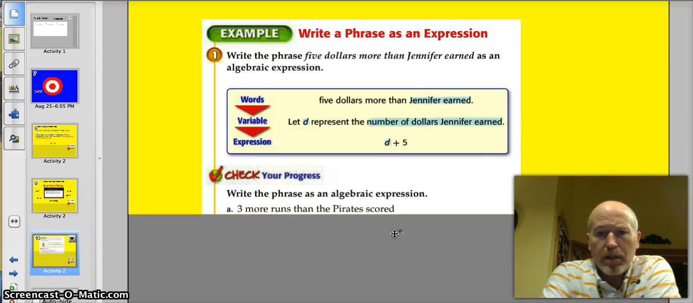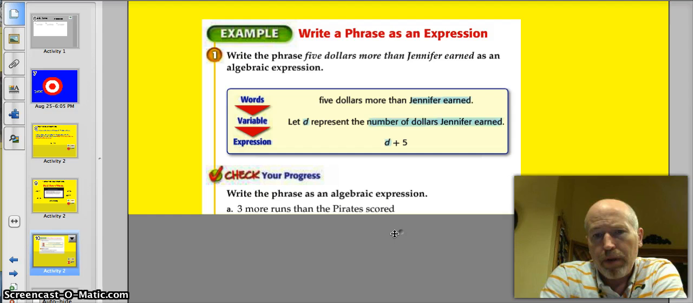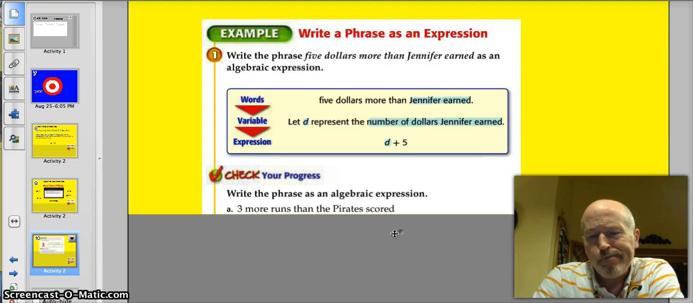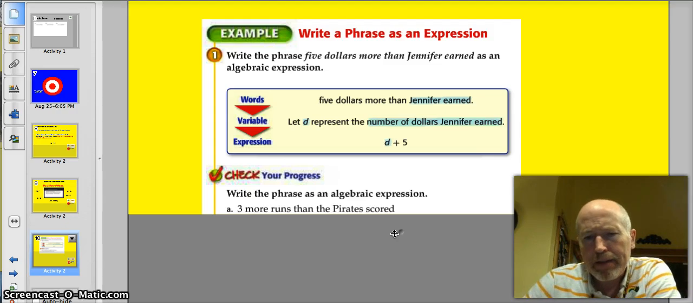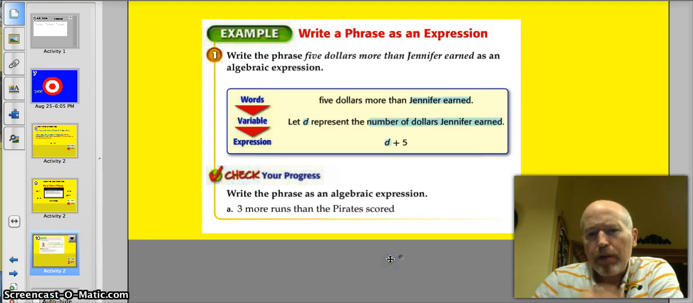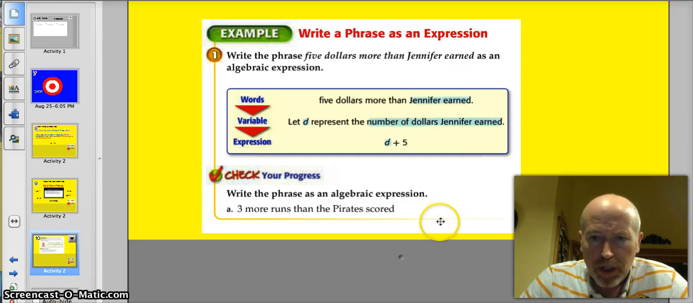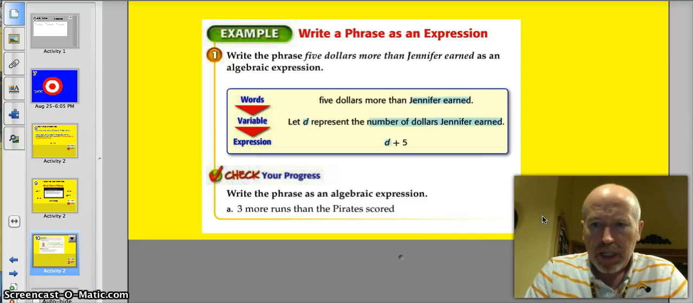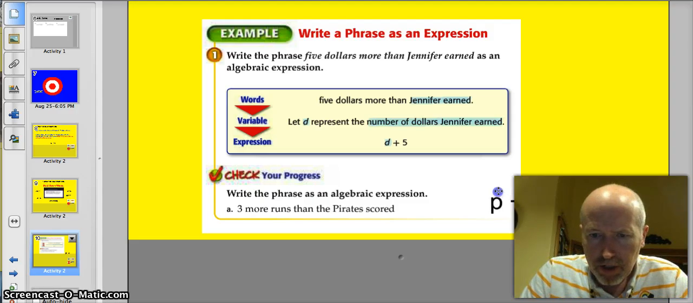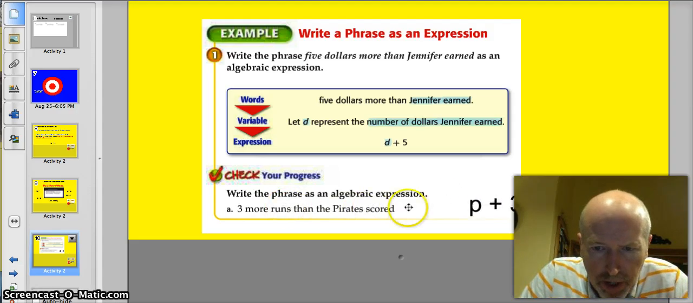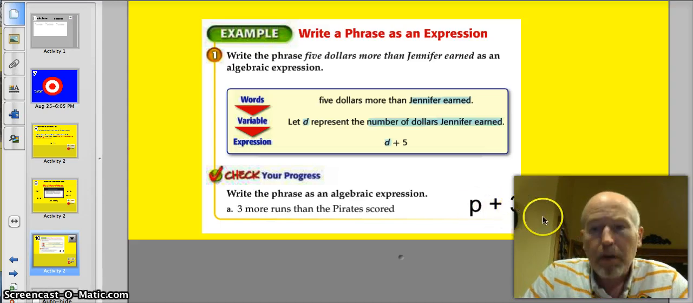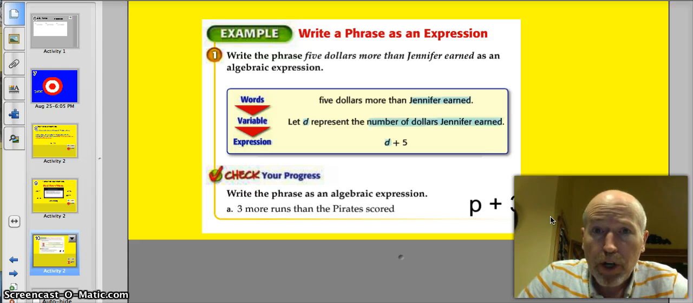3 more runs than the Pirates scored. Let me think. How about if I use P for the number of runs that the Pirates scored? So then I would go, it will be P plus 3. Now let me just check this. 3 more runs than the Pirates scored. So the P is the number of runs the Pirates scored plus 3. And I just wrote an algebraic expression for that.